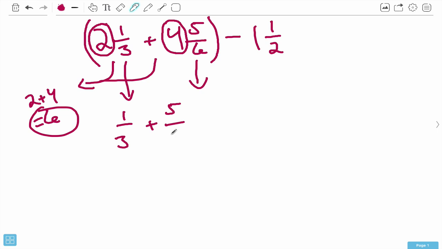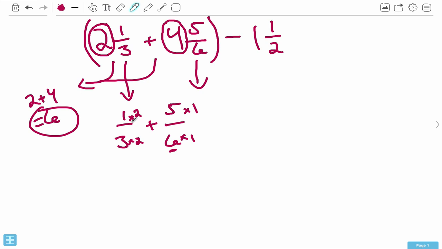Now remember, as with addition and subtraction, I know I keep saying it, but it's easy to forget. You need to find a common denominator, the least common denominator. So 3 and 6, the least common denominator between the two of them would be 6, because 3 times 2 is 6, so we're going to multiply by 2, and if 6 is the least common denominator, we're going to multiply both of these times 1.